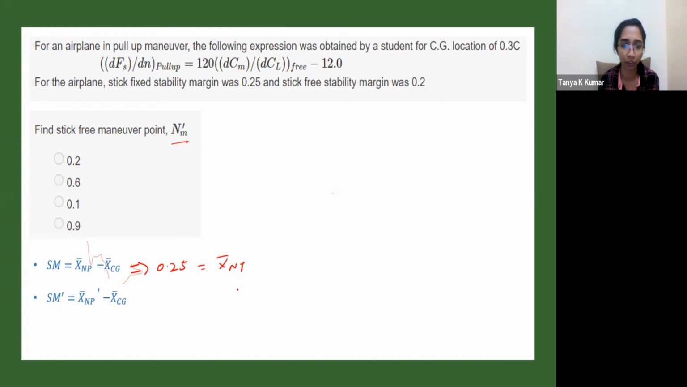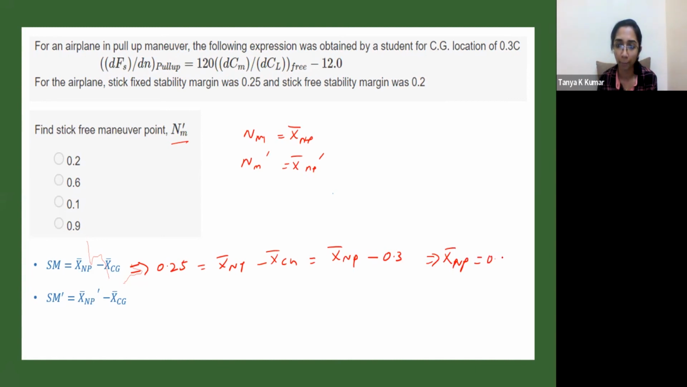So this nm dash, we are just using this notation. Nm is nothing but x bar np, and nm prime is nothing but x bar np prime. So 0.25 is equal to x bar np minus x bar cg. x bar np is what we need to find out. What is the cg location? 0.3. Okay, so your stick fixed neutral point is 0.55, but they've asked you for the stick free maneuver point.